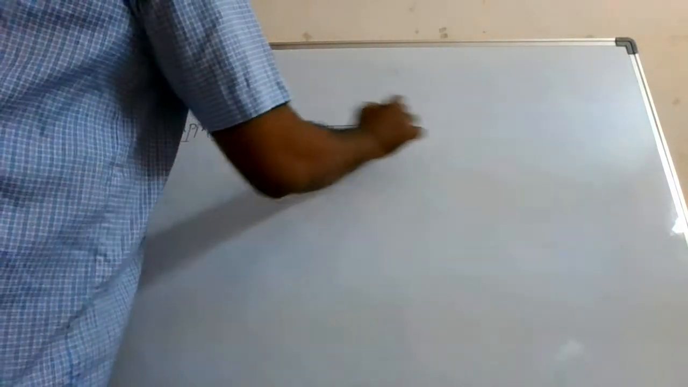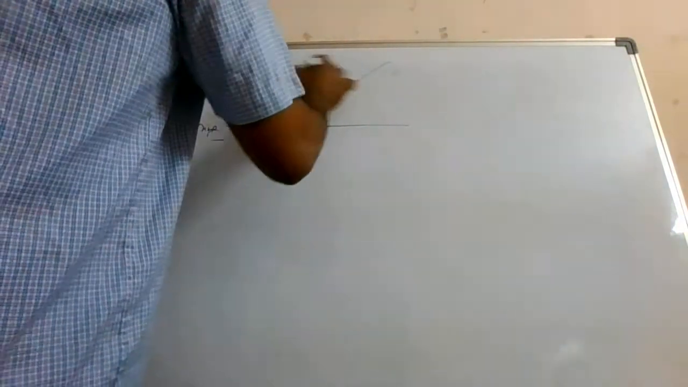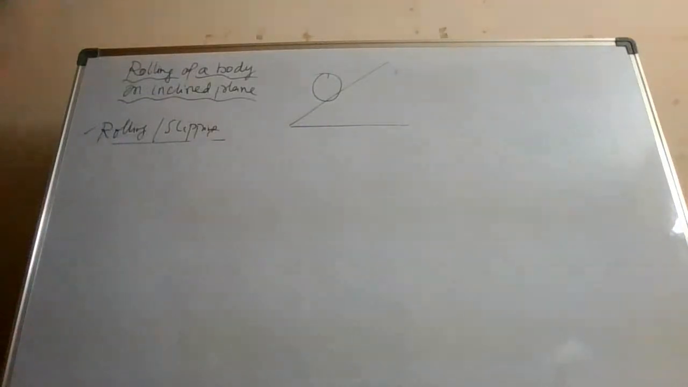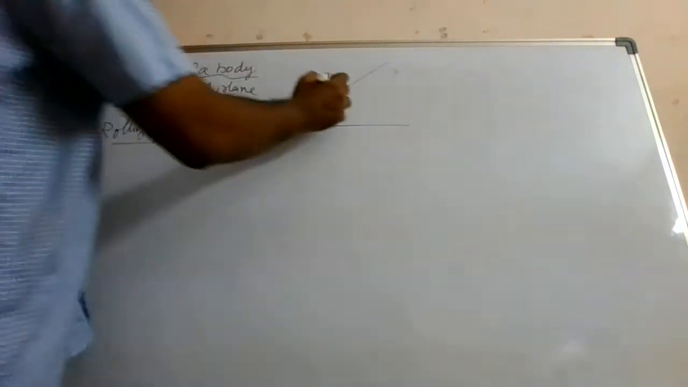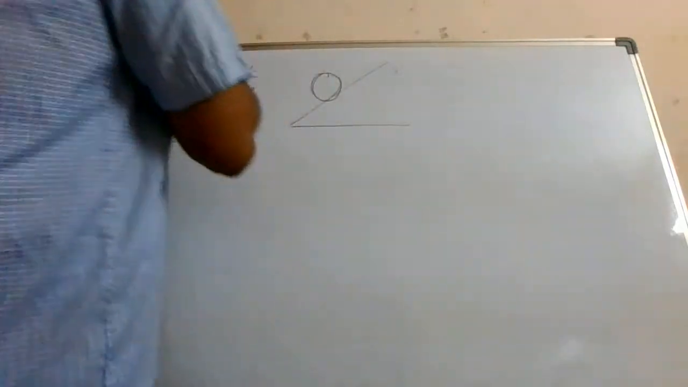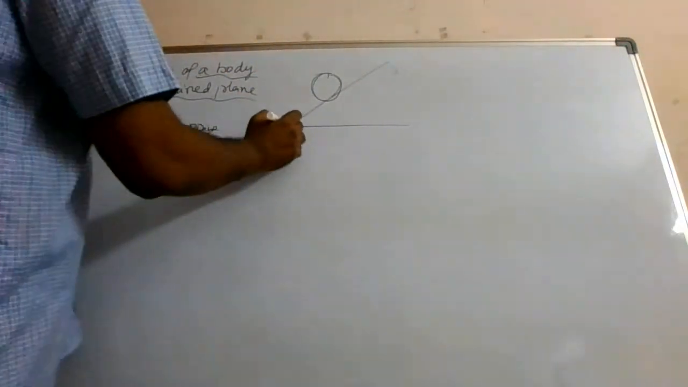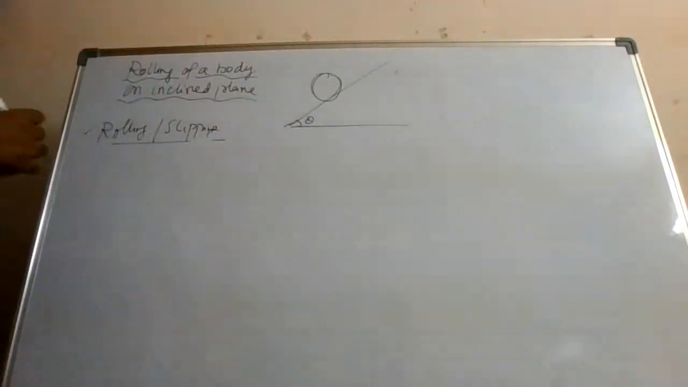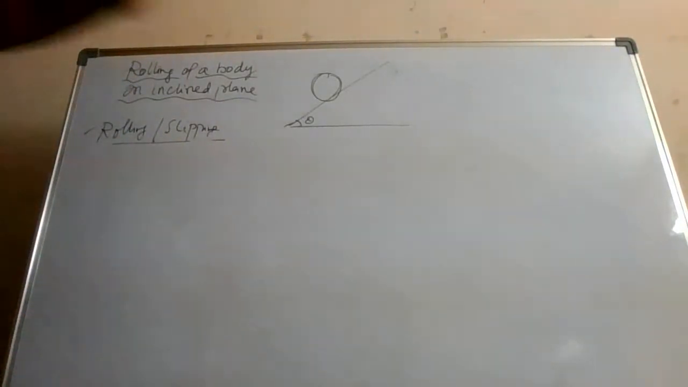There is an inclined plane like this and there is an object kept over here. This can be a cylinder, a sphere, or a disc, depending upon the problem. This angle is given as theta, and we need to see how much will be the acceleration and how much will be the mu value. This is a rough surface.